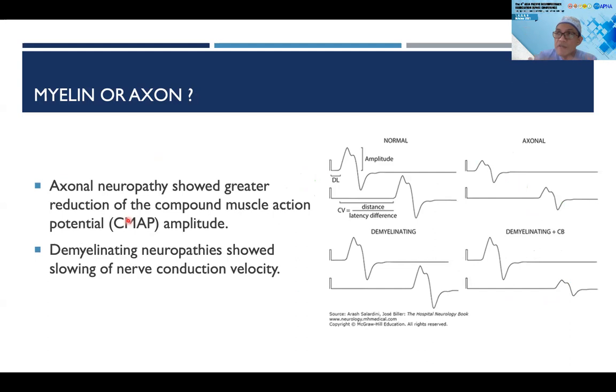In more severe cases, it affects not only the myelin sheath but also the axon. So in axonal neuropathy, there is a greater reduction of the compound muscle action potential amplitude, so the amplitude will be diminished. So we can get information from the electrodiagnostic study on whether it affects only the myelin, or also the axon, or is of mixed type, affecting both the myelin and the axons. And this information is very important for informing the patient about the prognosis.